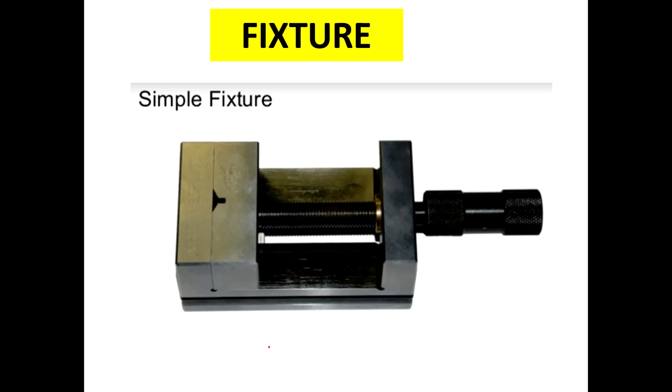Then this is the simple fixture. Almost all of us have used this fixture in the workshop. The vice. The vice has one fixed jaw and another movable jaw. In the vice we can hold a rectangular workpiece, and even some symmetrical workpieces can be held with the help of this vice. So it is a widely used fixture for different machining. It can be used on a drilling machine, on a milling machine, or for filing operations for holding the job. So this is a simple fixture, for example.